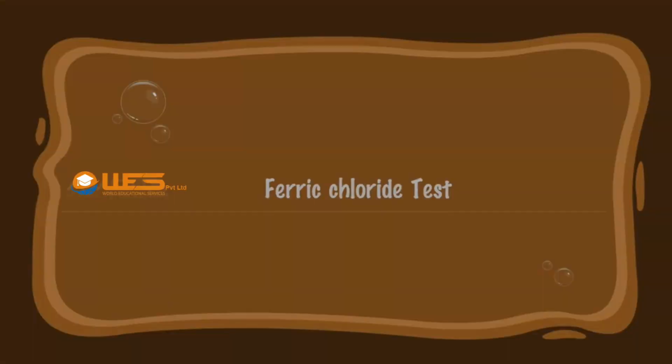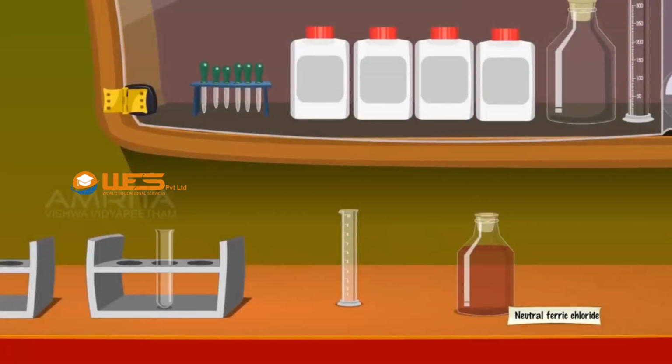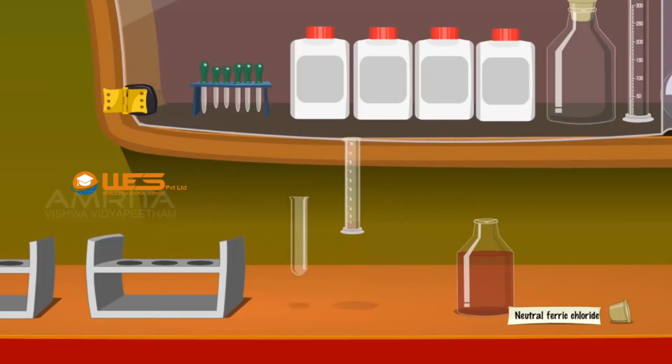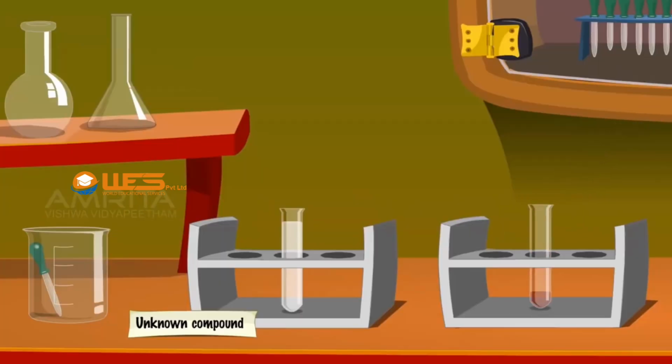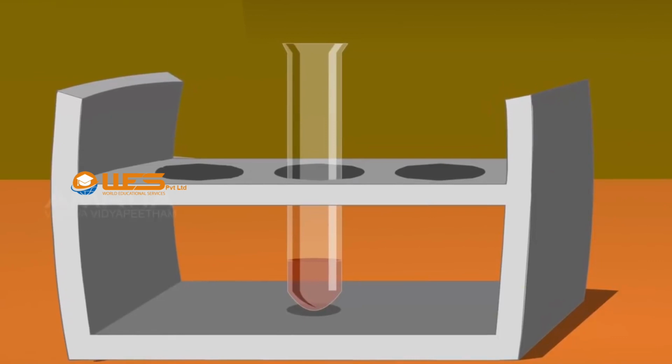Ferric chloride test. Procedure. Take a measuring jar. Pour 1 ml of neutral ferric chloride into it. Pour it into a dry test tube. Add 2 to 3 drops of given liquid into the test tube. Phenol on reaction with neutral ferric chloride gives a violet color due to the formation of a complex.